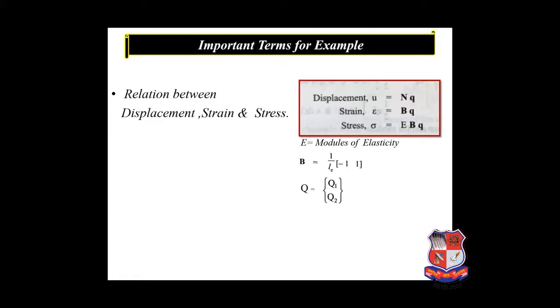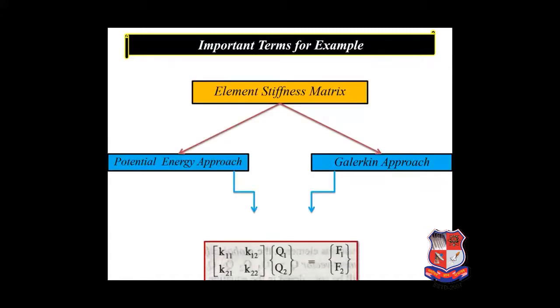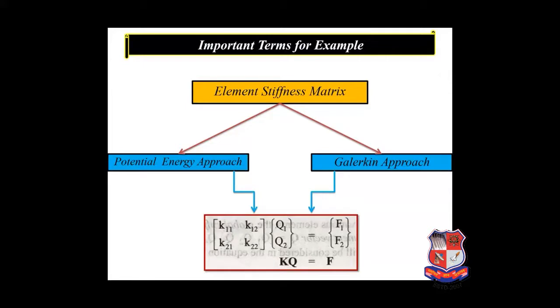So displacement U is equal to N into Q, strain is equal to B into Q, and stress sigma is equal to E into B into Q, where E is the modulus of elasticity, B is equal to 1 upon L, [-1 1], and Q is the displacement Q1 and Q2. That will change. Sometimes it will be displacement, sometimes pressure, sometimes voltage, sometimes a magnetic effect will be there. It depends on the type of analysis.